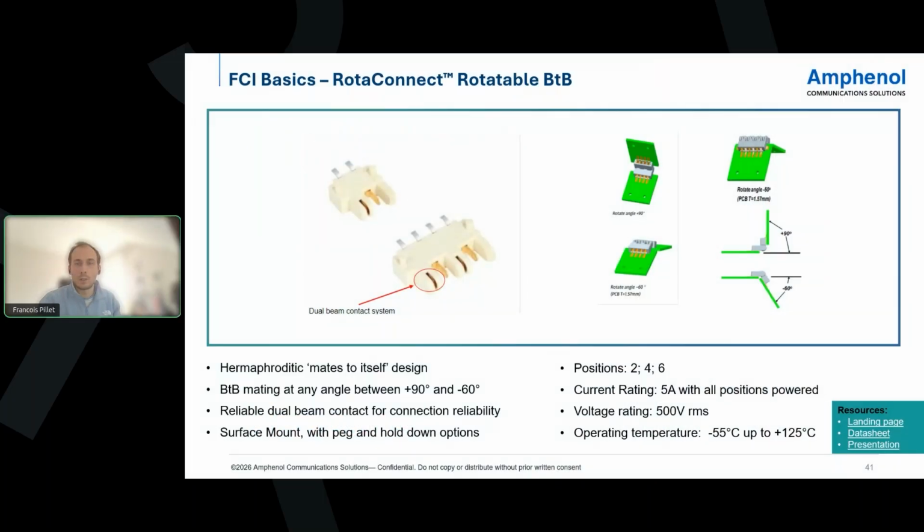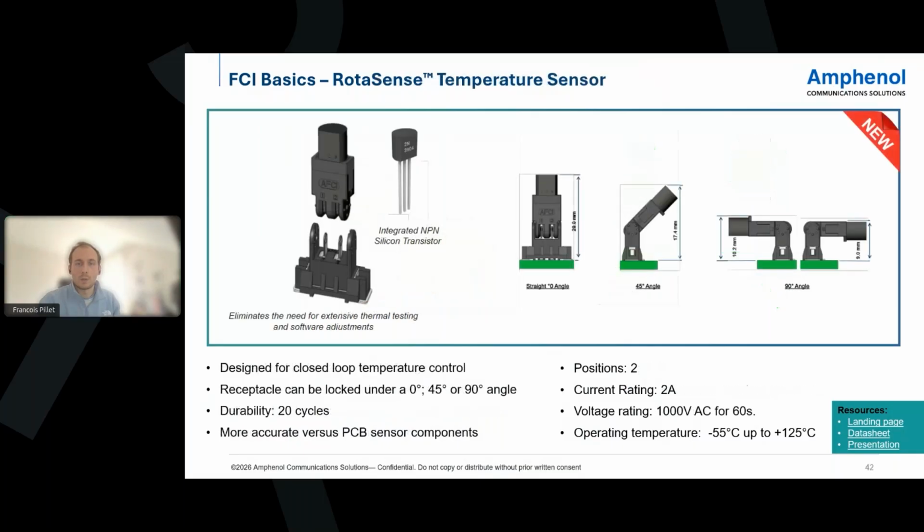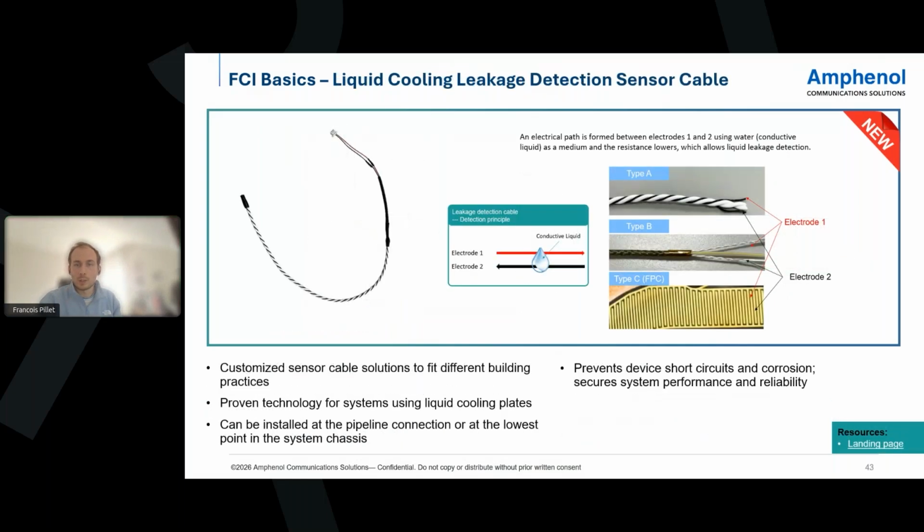On this slide, we introduce the Rota Connect with its hermaphroditic design. Rotasense temperature sensors with its 90-degree feature. And finally, the leak detection cable, which is becoming more and more popular even outside of the IT datacom application.